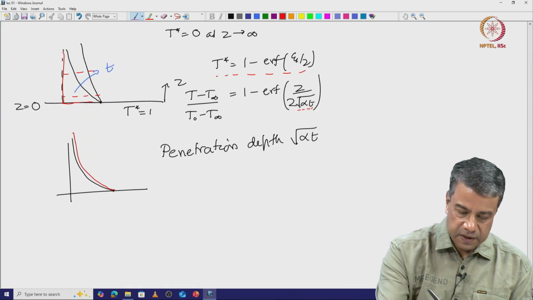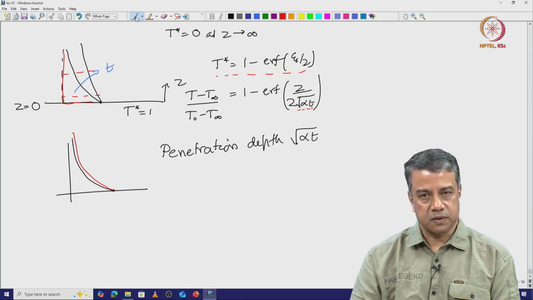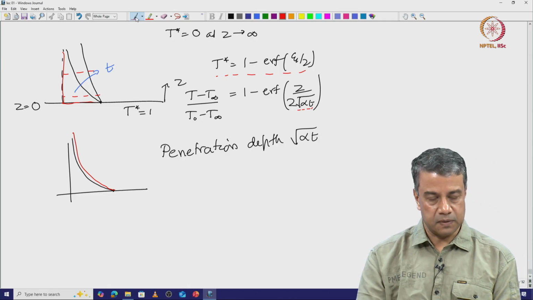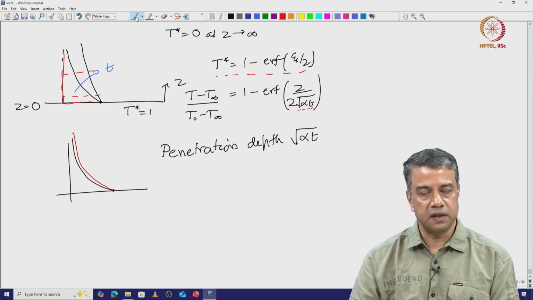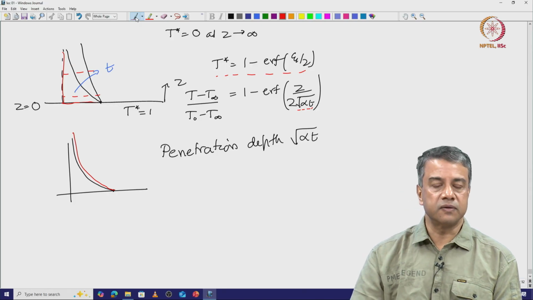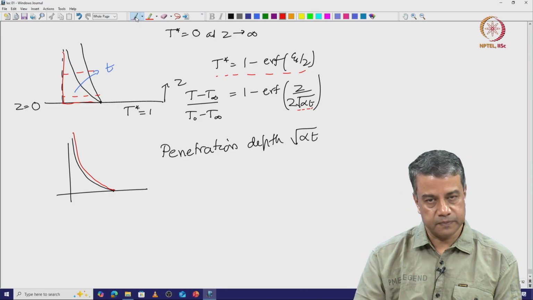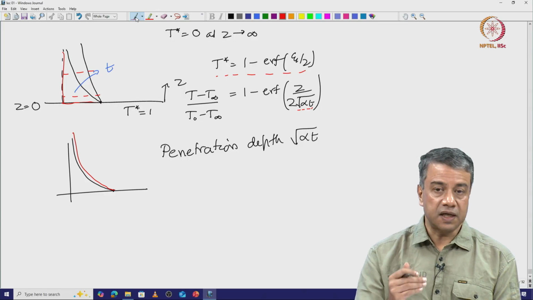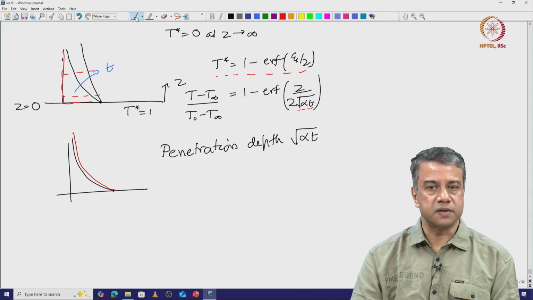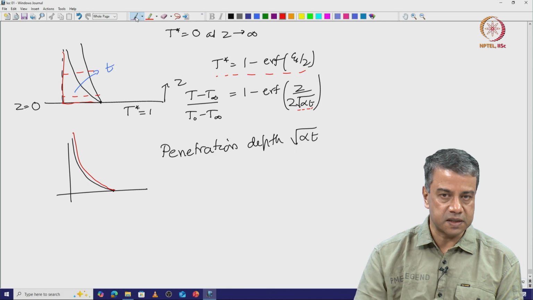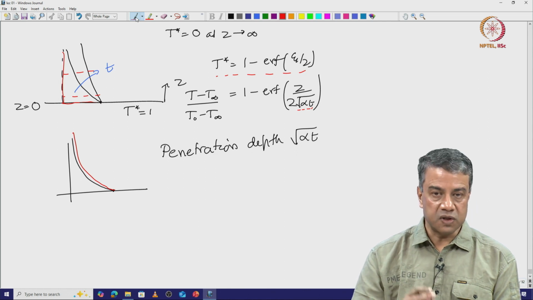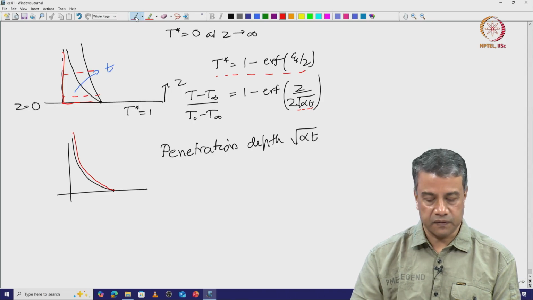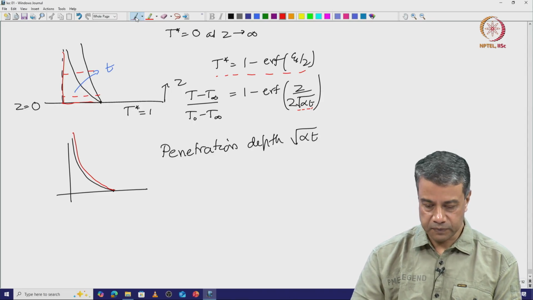Since root alpha t is the penetration depth, the approximation I have made while calculating the temperature field is that the temperature is equal to 0 far from the surface, at infinity. That is, temperature is 0 as z goes to infinity, more specifically as psi goes to infinity, that is, z by root alpha t goes to infinity.